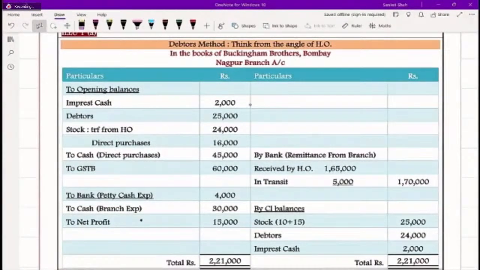Normally don't write in front of opening balances. Opening balances के सामने कुछ मत लिखना. This is a standard practice, beta. It is not compulsory. But if you use this practice not to write in front of opening balance, it will be a proper practice.